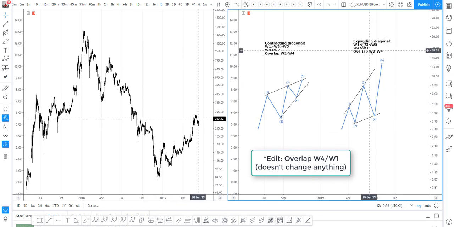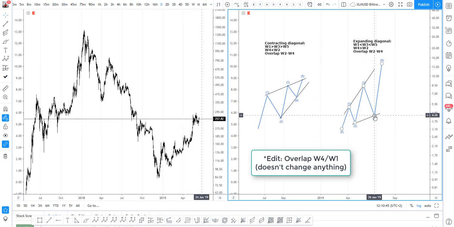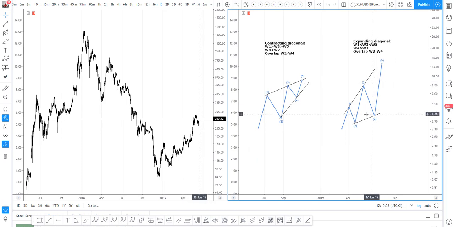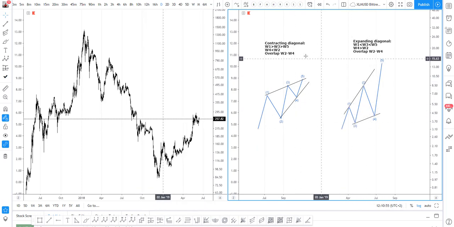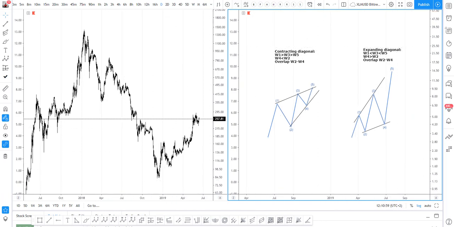That's the first type. Second type is the expanding diagonal, where wave 1 is shorter than wave 3, which is also shorter than wave 5. And you have wave 4, which is longer than wave 2 this time, and you still have an overlap between wave 4 and wave 2. So let's apply this to this graph of Ethereum that Tom was talking about.